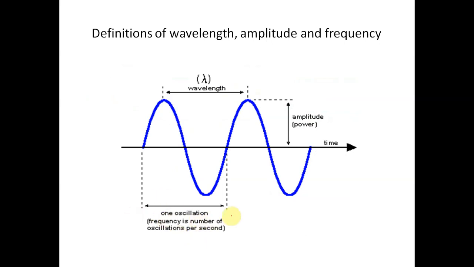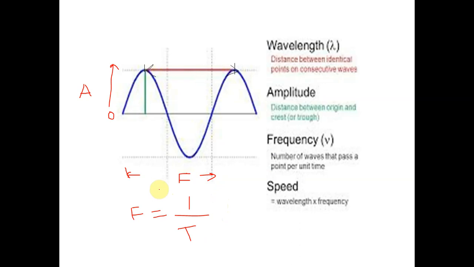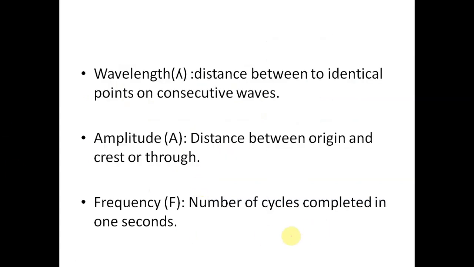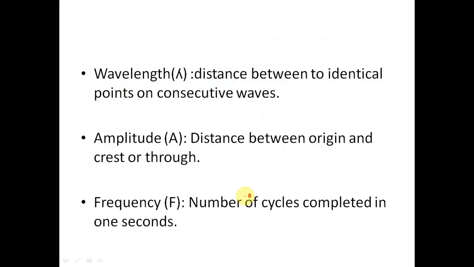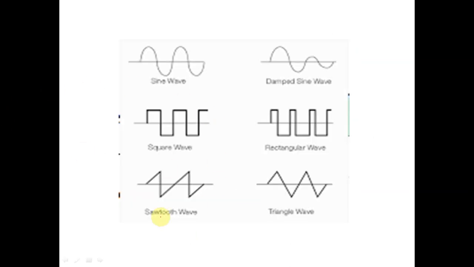This is the number of cycles. The number of cycles completed in 1 second or per second is nothing but time period or frequency, and the relation between frequency and time period is f is equal to 1 by T. So frequency is nothing but the number of cycles completed in 1 second. Here 2 cycles are completed in 1 second. Now the next definition is speed, and speed is the multiplication of wavelength and frequency.